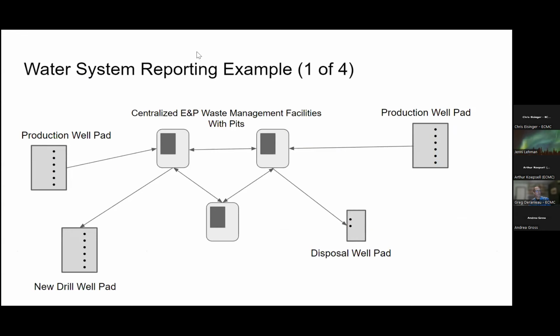So this is a simplified version of a complex water system where reporting is required. And you can see there's a couple of production well pads, a new well pad, a disposal well pad, and then some centralized E&P waste management facilities where the water is moved around the entire system. Some of it comes onto these waste management facilities, goes out to the new drill. Some of it goes between the facilities, and some of it goes to disposal.